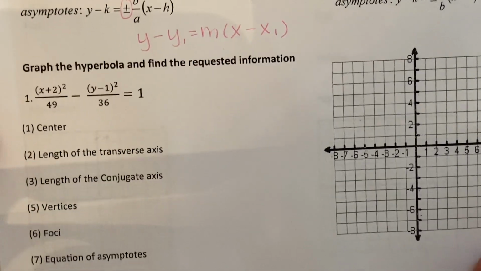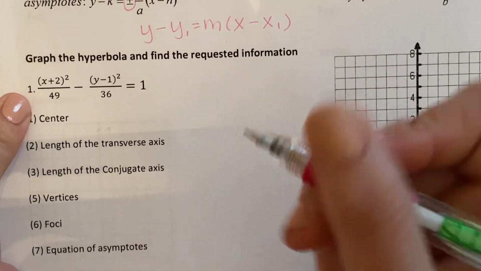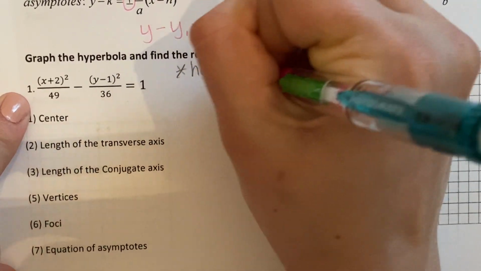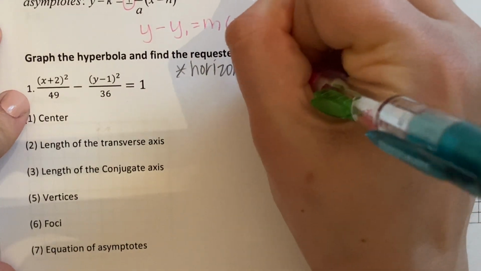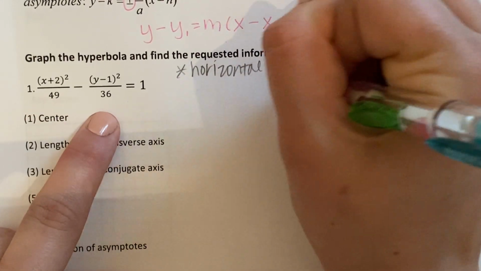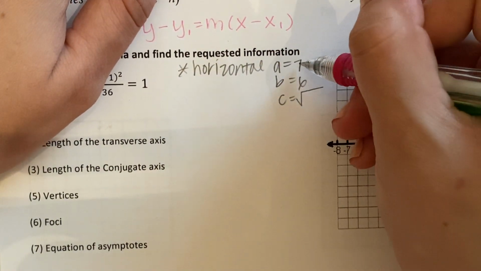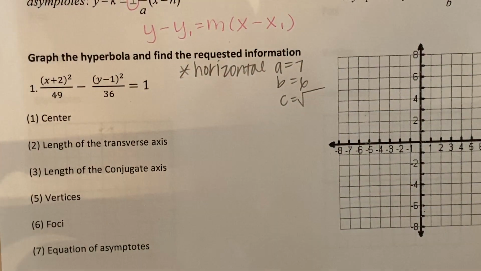So number 1. The first thing I want to notice is that this is horizontal because the x value came first. So I'll make a note of that. Okay, let's figure out A, B, and C. Remember, A comes first, so A is 7. B is 6. To find C, you're doing 7 squared plus 6 squared because remember this is hyperbola, so it's just like Pythagorean theorem. So 7 squared is 49 plus 6 squared is 36.